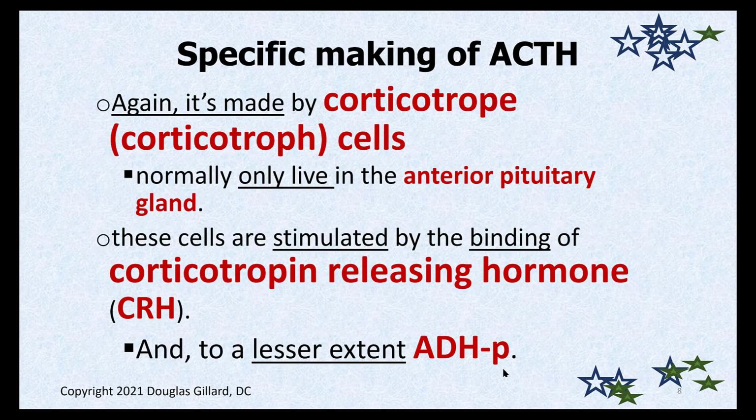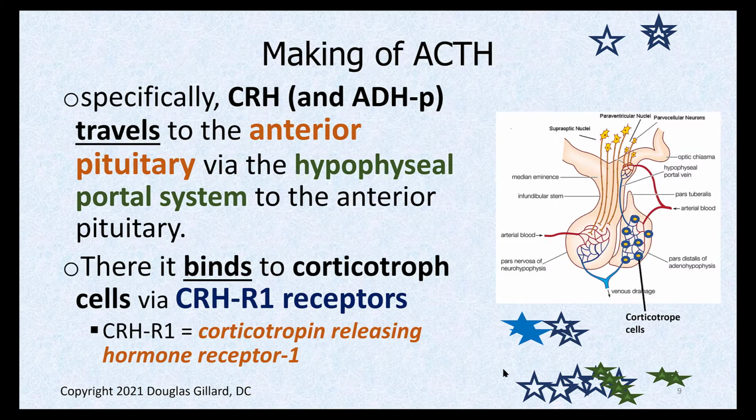Question? So does ADH-p work with the cortisol, or does it directly go to the, help create more ACTH? It binds to corticotroph cells just like CRH does. It's exactly, and it uses CRH's receptors too. So very strange, and we'll see more about that here in a minute.